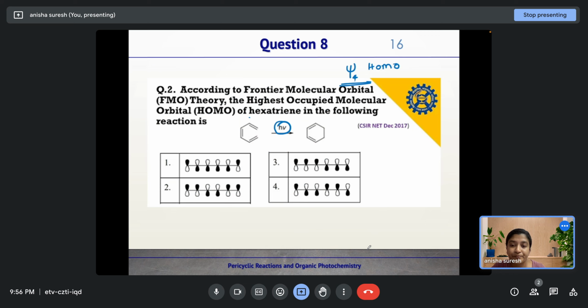So here this is having 2 nodes. So this is not the desired product. This is having one node. This is not the desired product. This is having two nodes. This is also not the product. Here as we have seen, this is having three nodes. So option 4 will be the right answer. Okay.